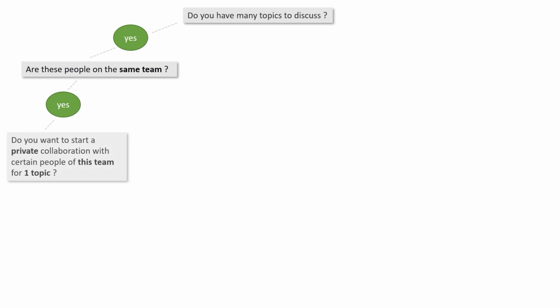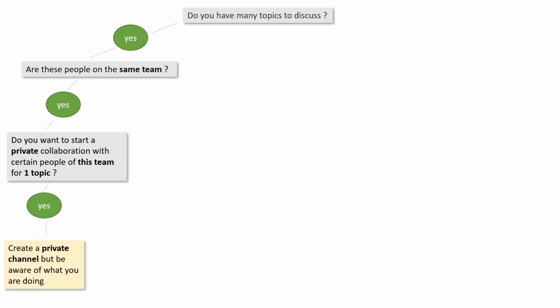Let's look at the channels. The question will be, do you have many topics to discuss? And if it's yes, are these people on the same team? If it's yes, do you want a private collaboration with certain people of this team for one topic? If it's yes, you should create a private channel, but be aware of what you're doing, because governance is tough.